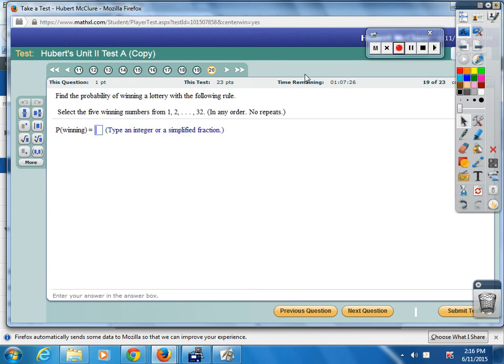There's your lottery question. Find the probability of winning the lottery with the following rule. Select 5 winning numbers, any order. Now what is it saying? What's that word mean? That means you bought a ticket. So it'd be 1 over, and somebody do the combination of 32, combination 5 for me.